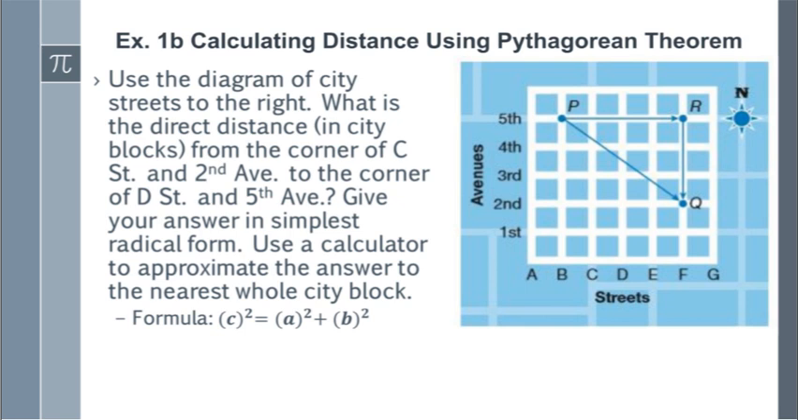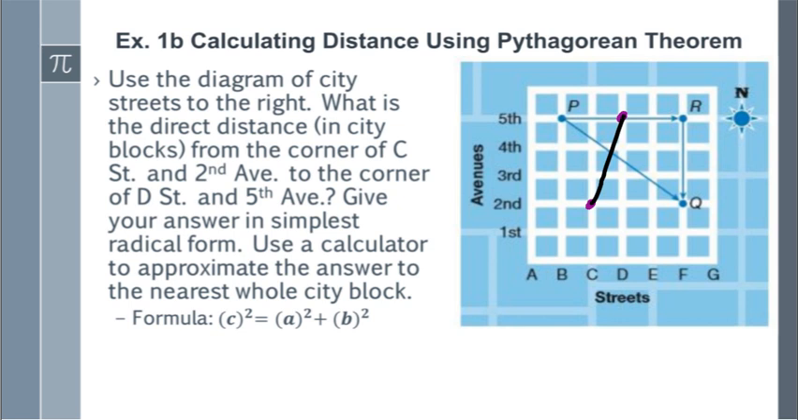Next, here we have the same diagram. We want to find the direct distance in city blocks from the corner of C Street and 2nd Avenue, so from here, to the corner of D Street and 5th Avenue. They want us to find the distance between those 2 points. From here to here, what is that distance?